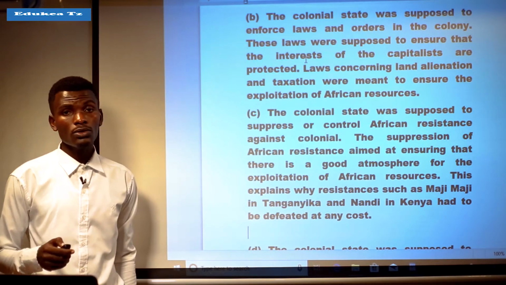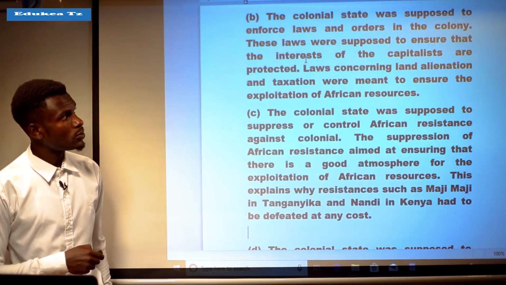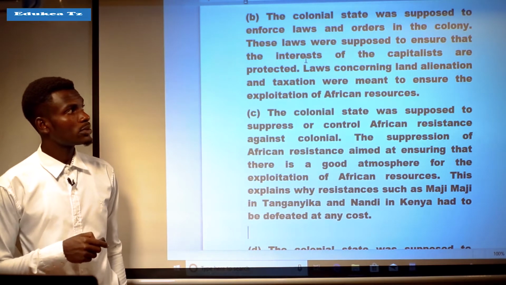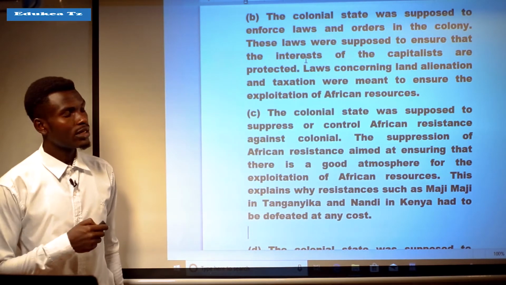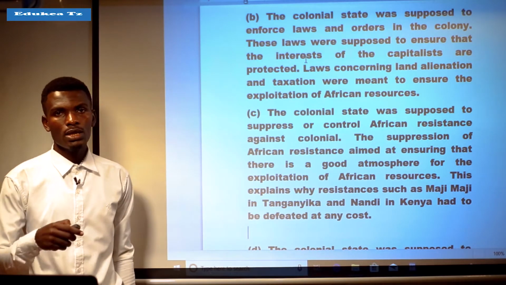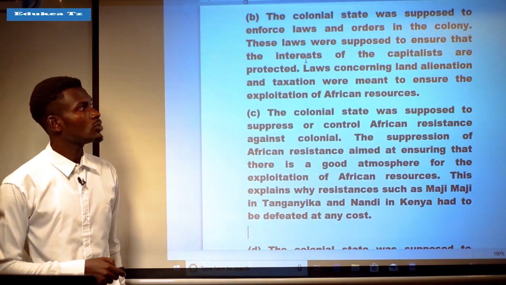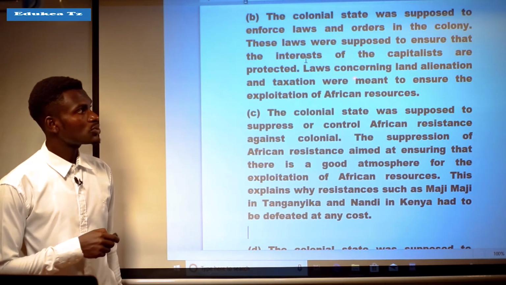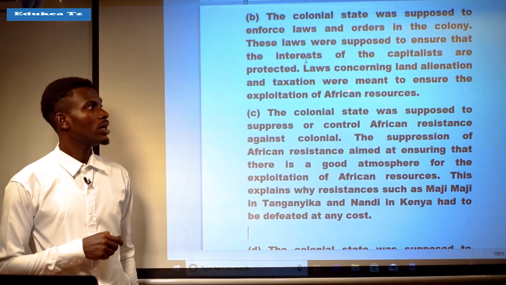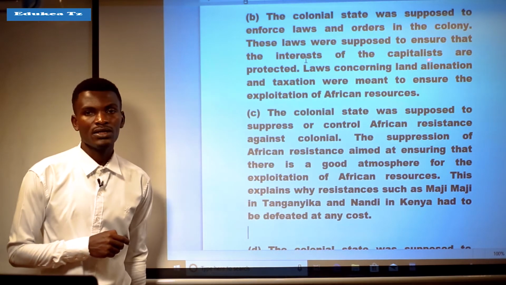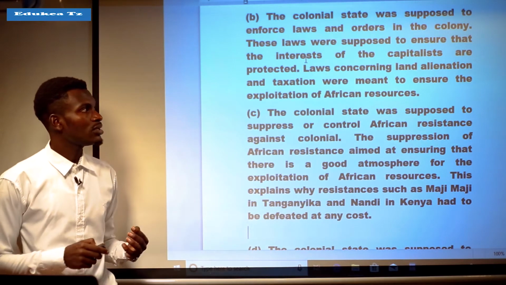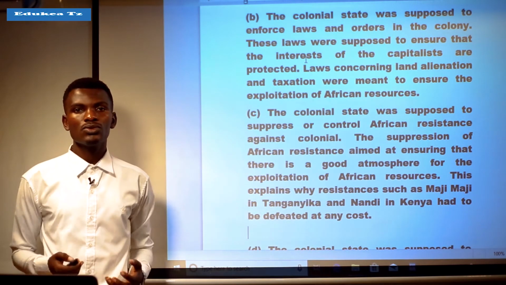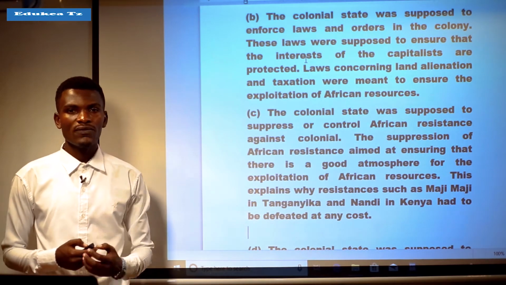It means that the laws which were established were supposed to ensure that the interests of the capitalists are protected. The laws were there to protect the interests of the capitalists within the colony. Laws concerning land alienation and taxation were meant to ensure the exploitation of African resources. It means that laws concerning land alienation and taxation were meant to ensure the exploitation of African resources.